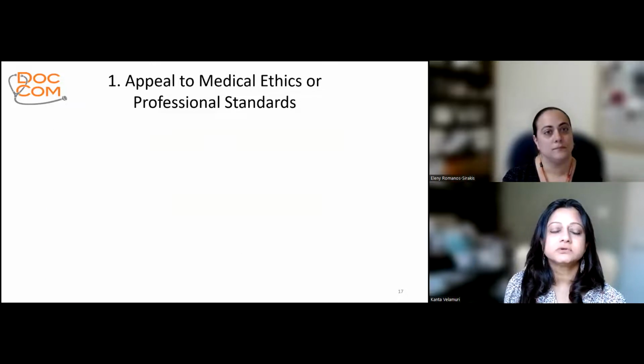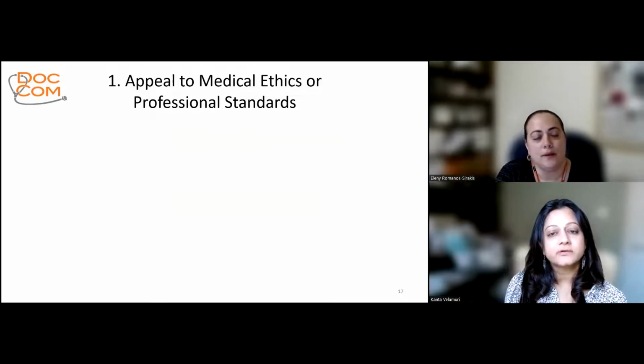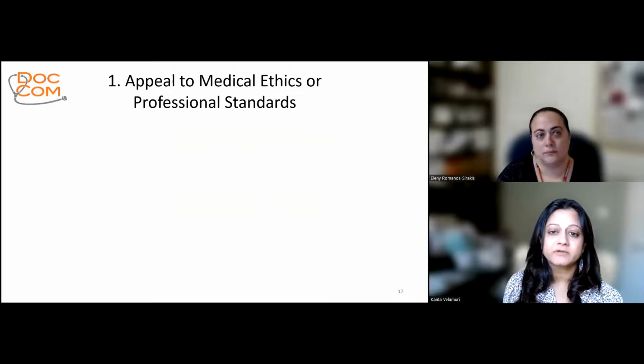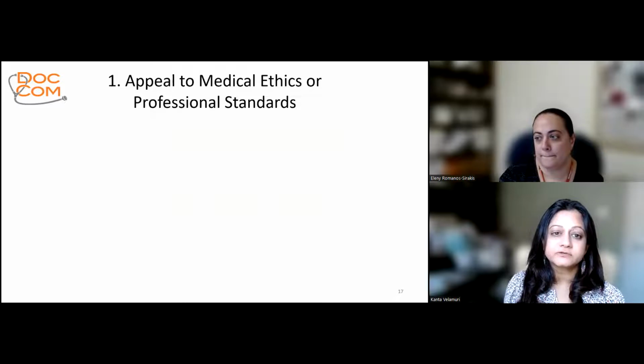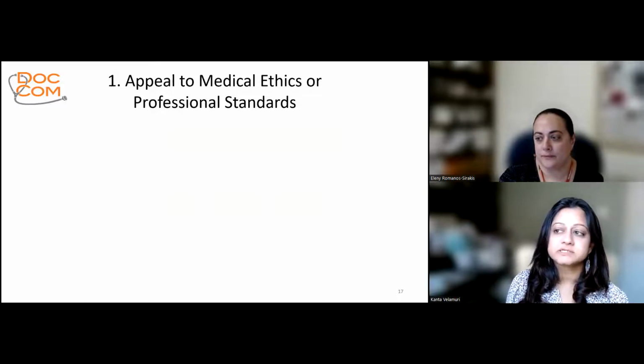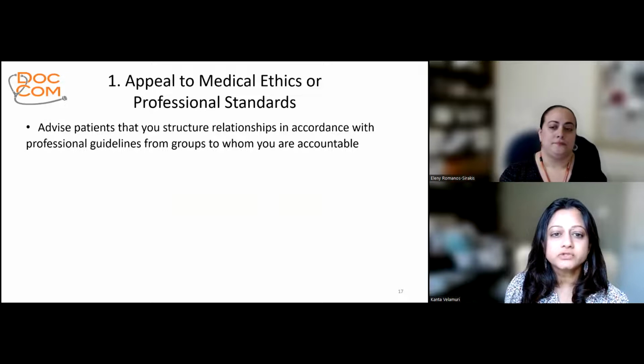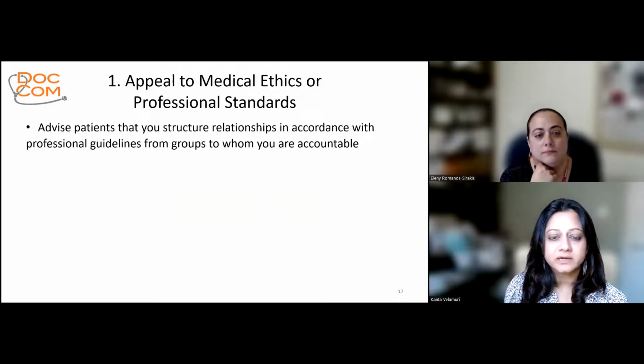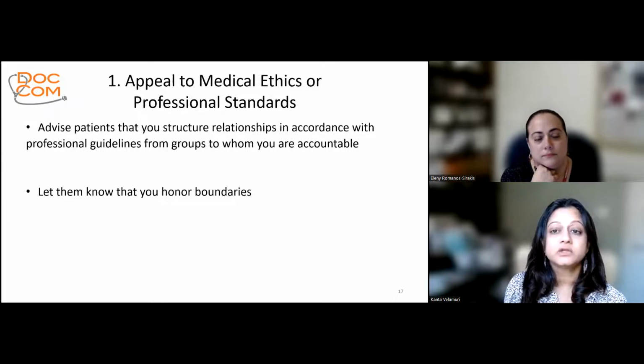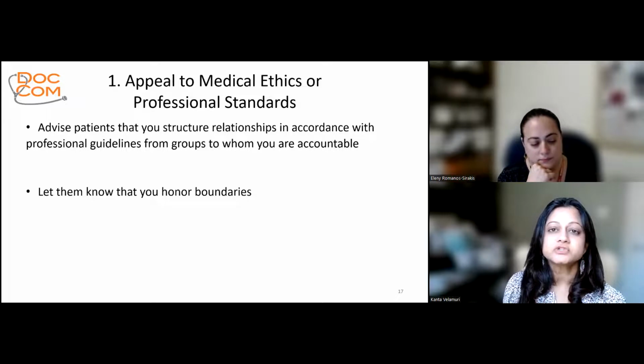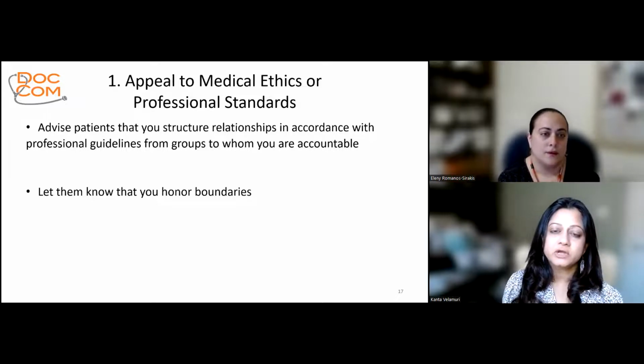First strategy is to appeal to medical ethics or professional standards. There are a lot of ethical guidelines, and if you look at the module, actually, we have a list of references of a lot of different professional boundaries, standards, and ethical standards. So you can tell your patient that what you do is based on professional guidelines from groups that you're accountable to, and let them know that you honor those boundaries. So those are some words you can use when you come up with these challenges.